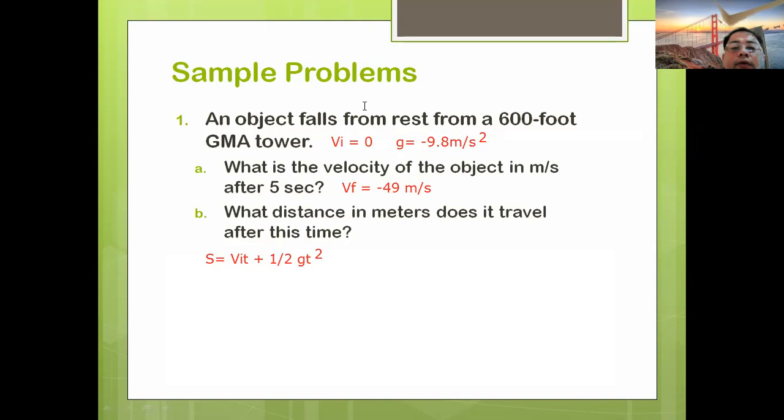Now, since our initial velocity is 0, we can cancel this out, leaving us merely with 1/2 GT squared. Therefore, our value will be 1/2 multiplied by negative 9.8, and then multiplied by T, which is 5 seconds, and we square the value of 5. That leaves us with a value that is also negative. You'll see that the value of S here will become negative.